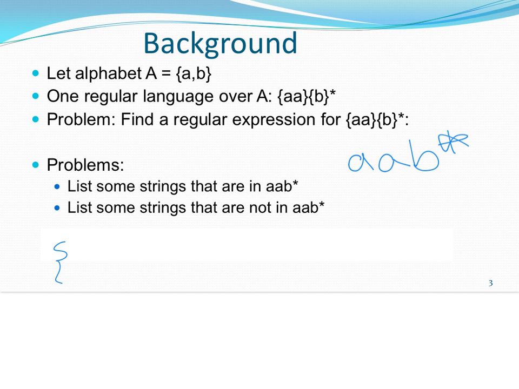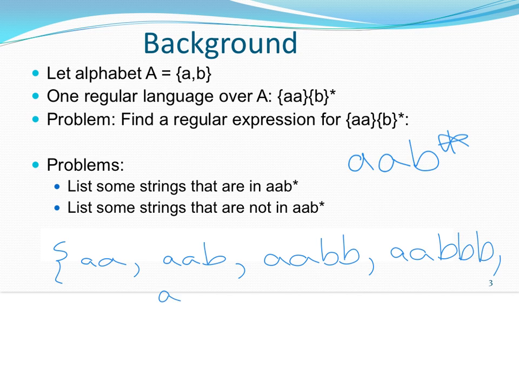So the shortest string in this language is just AA, right? The string that contains two A's and no B's. And then we've got AA and one B, AA and two B's, AA and three B's. Sorry, I'm going on to the next line. Ooh, no, not AAA, right? Two A's and four B's and so on. So those are all the strings that are in AAB star.